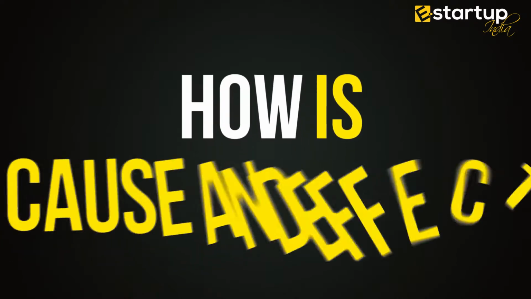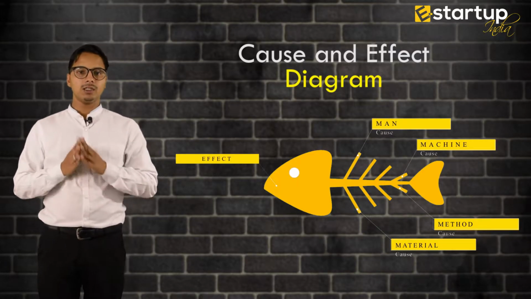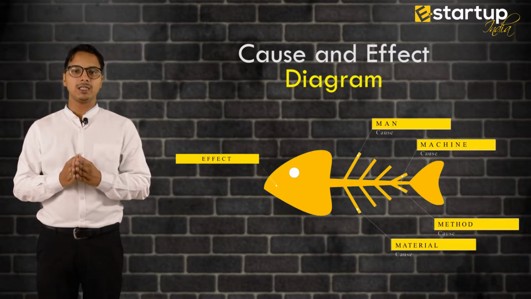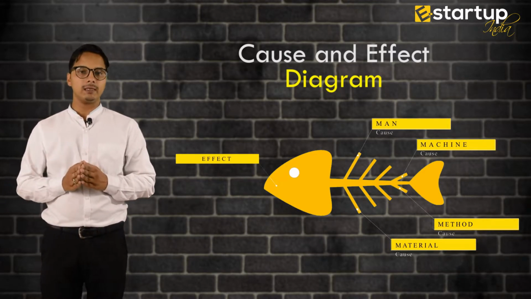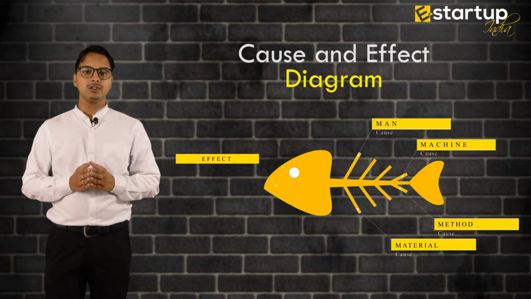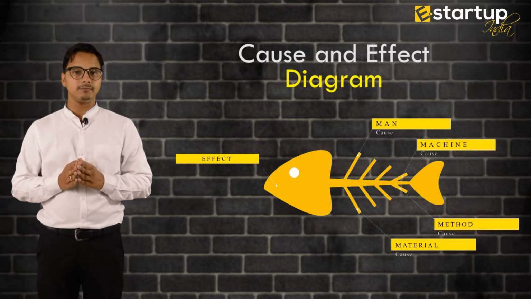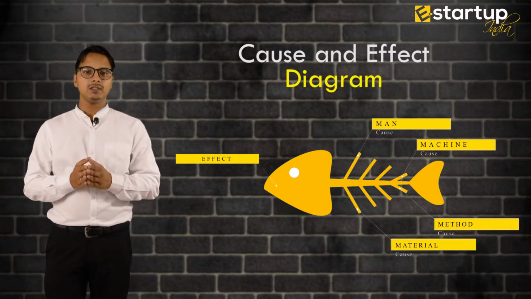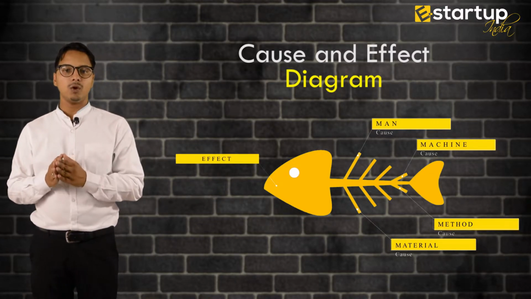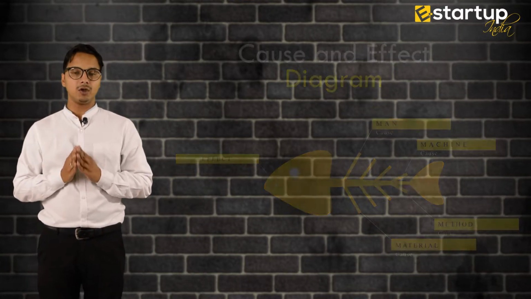How is a cause and effect diagram constructed? The following steps are taken. The problem or desired outcome is placed at the head of the fishbone skeleton. The main categories of cause are identified. The categories are brainstormed to identify specific contributory causes.